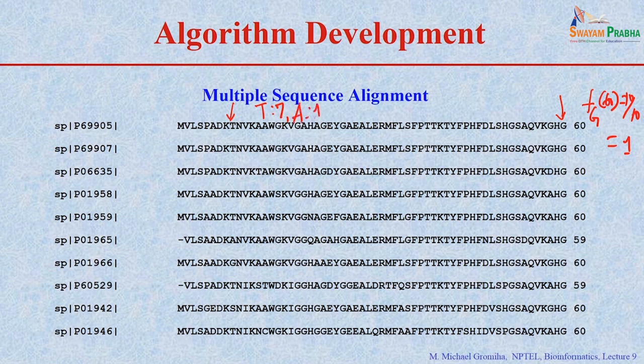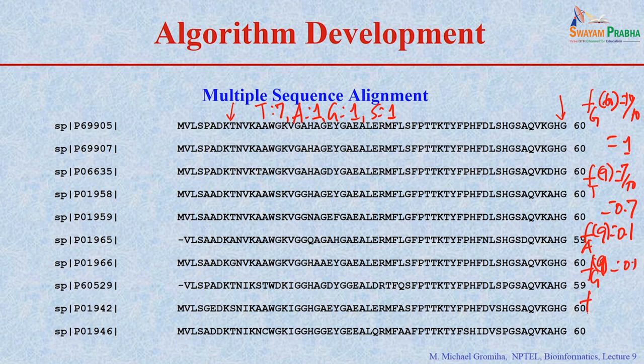alanine 1 time, glycine 1 time, serine 1 time, right? So now convert this into frequencies. The frequency of threonine at position 9 is equal to 7 by 10, which is 0.7. The frequency of alanine at position number 9 is equal to 0.1, and the frequency of glycine at position number 9 is 0.1, as well as the frequency of serine at position number 9 is equal to 0.1, right?